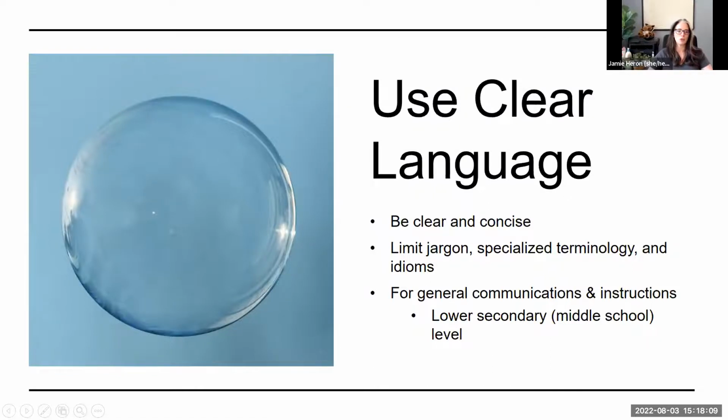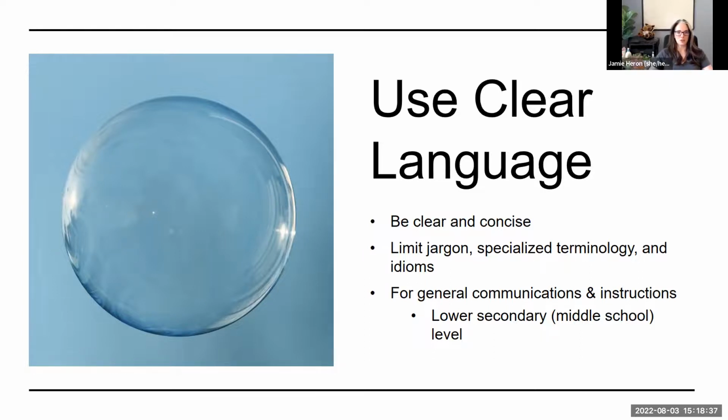And finally, we want to make sure that we're using clear language. We want to use plain, clear language so that we can communicate to our audience and help them understand things the first time they see or hear them. So this includes text directions, assignment instructions, your syllabus, your announcements, your activity feed posts, etc. We want to write these at the lower secondary or middle school level.